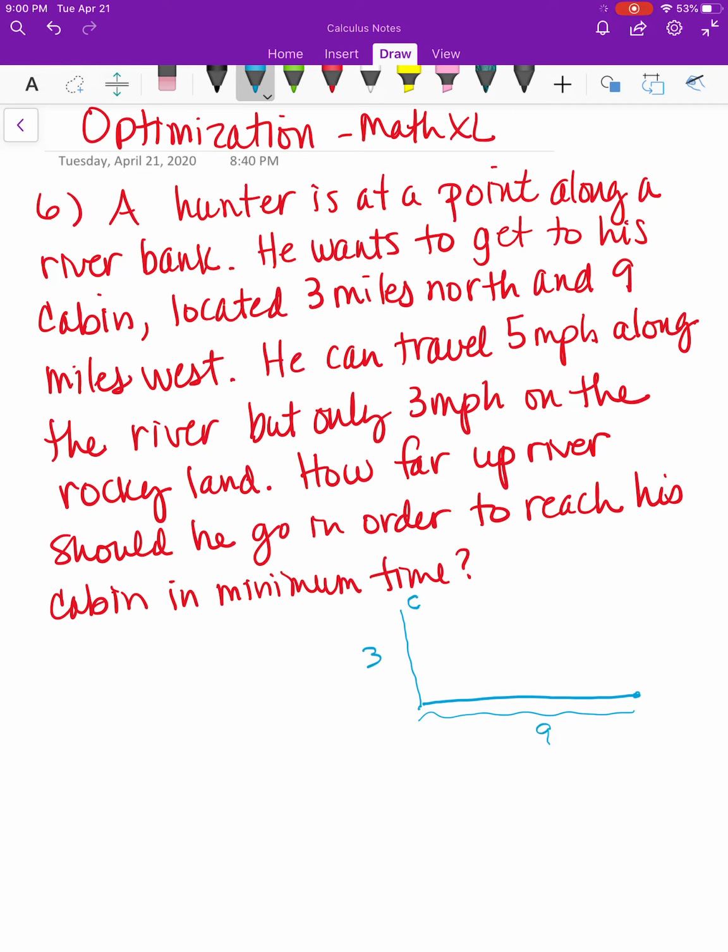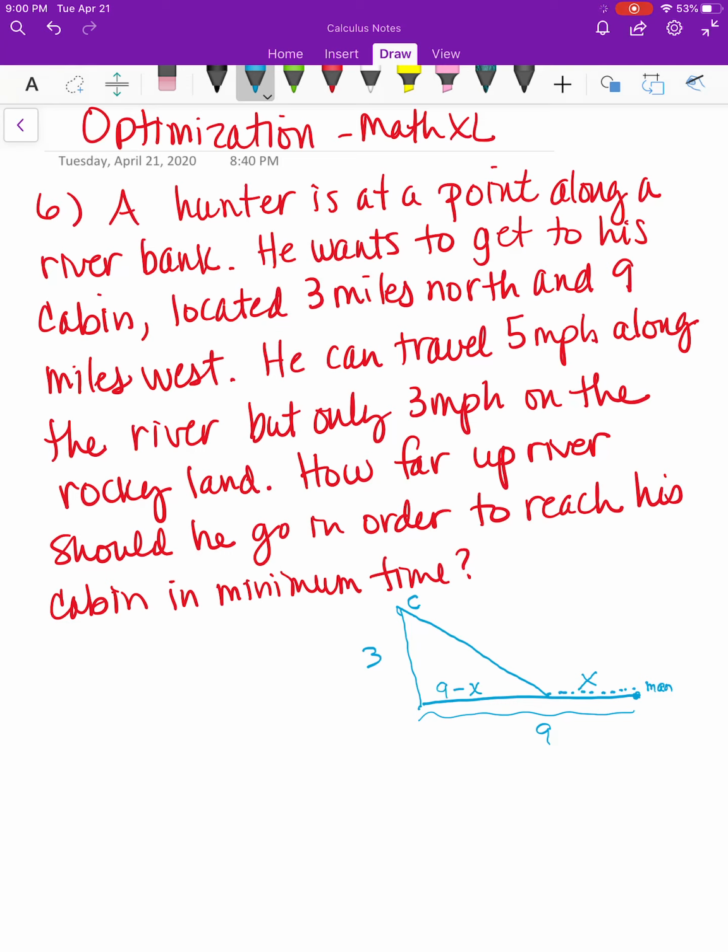And so the picture of this looks like this. Here's the riverbank. Here's the guy. He's 9 miles this way, 3 miles this way from his cabin here. So this is 9, that's 3. What he's going to do is travel to a certain point along the riverbed, and then he's going to go through the rocky land to get to his cabin. And so we have to figure out what's going to minimize his time.